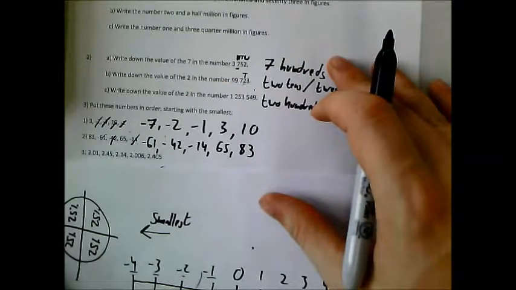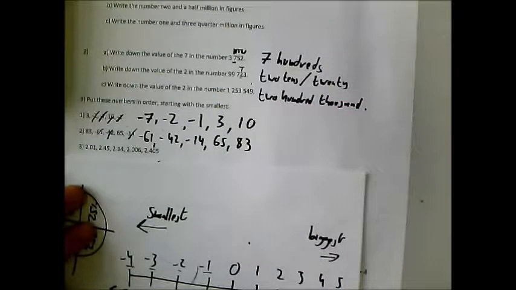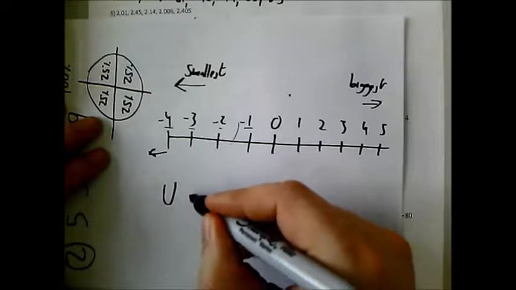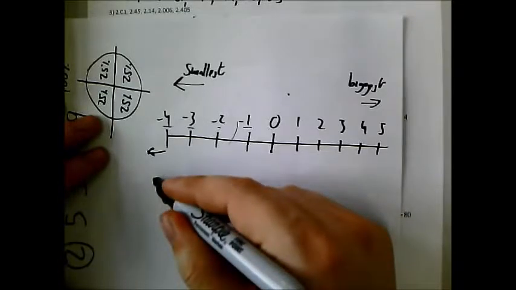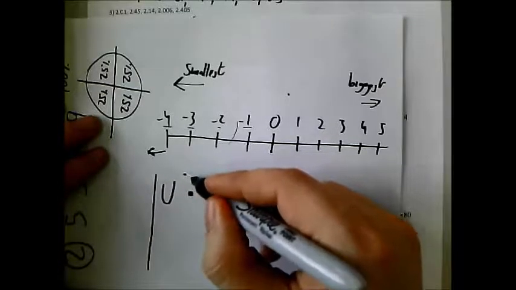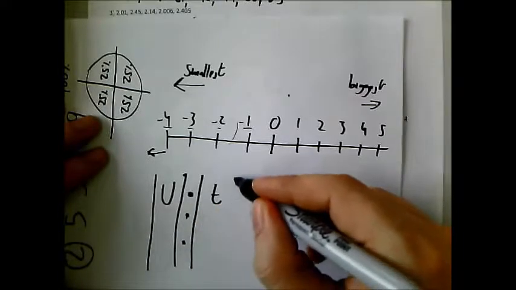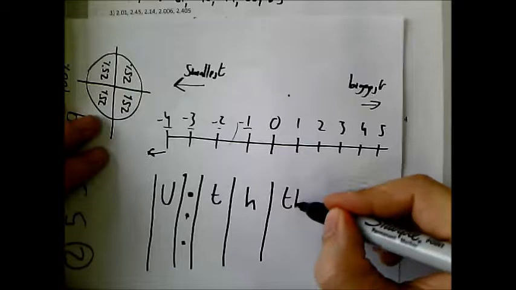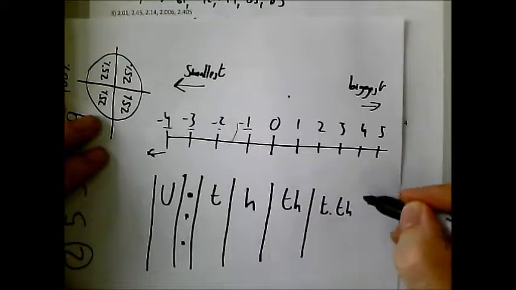Okay, now we're starting to get to decimals. So what I'm going to do is some place value again. So I need units, decimal point, tenths, hundredths, thousandths, tens of thousandths, etc.